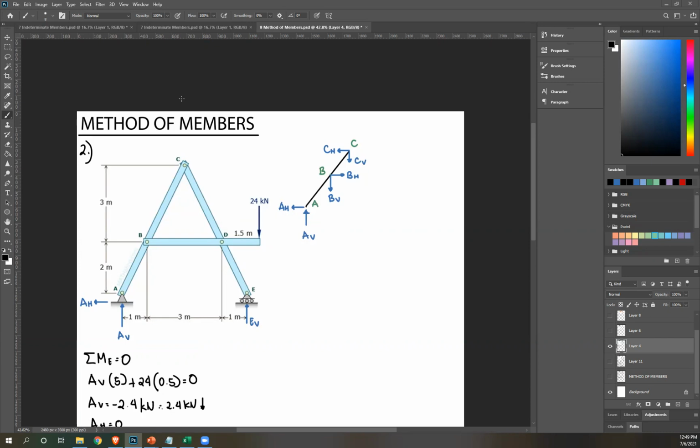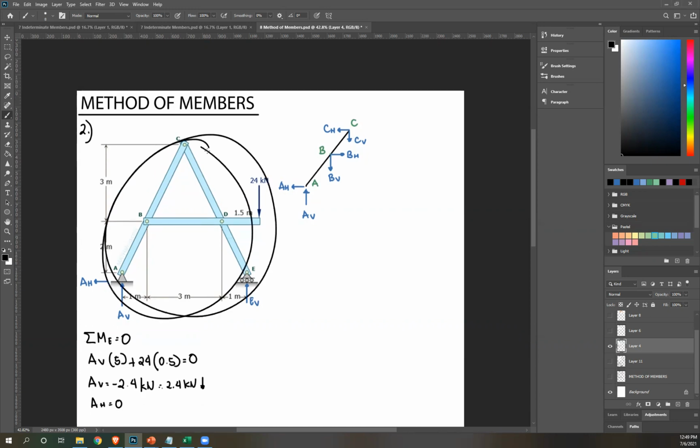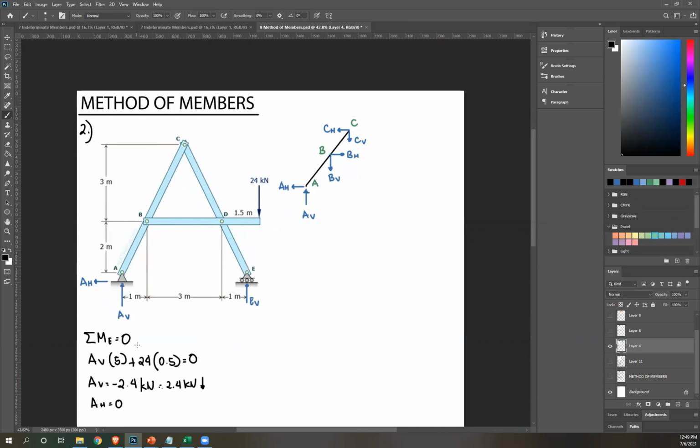Why are forces BV and CV not taken into account in getting the moment about E? That is because this equation is considering the entire structure. Okay. So again, summation of moment at E is considering the entire structure, not this free body diagram. So this entire structure does not include the internal forces or reactions. For analyzing total structures, you're only going to consider support reactions and external forces. Okay.